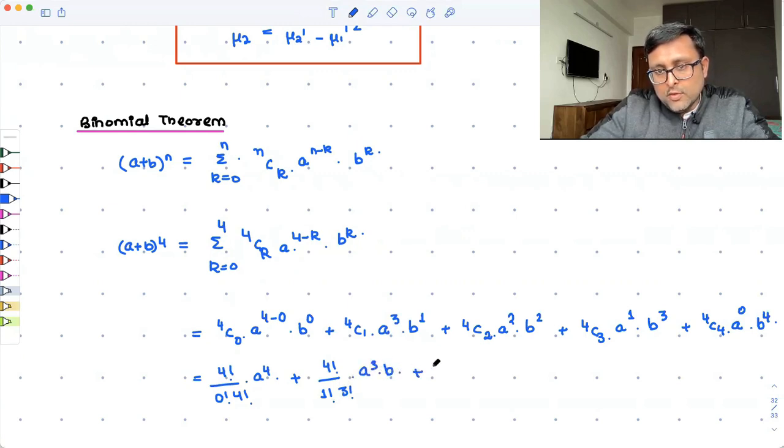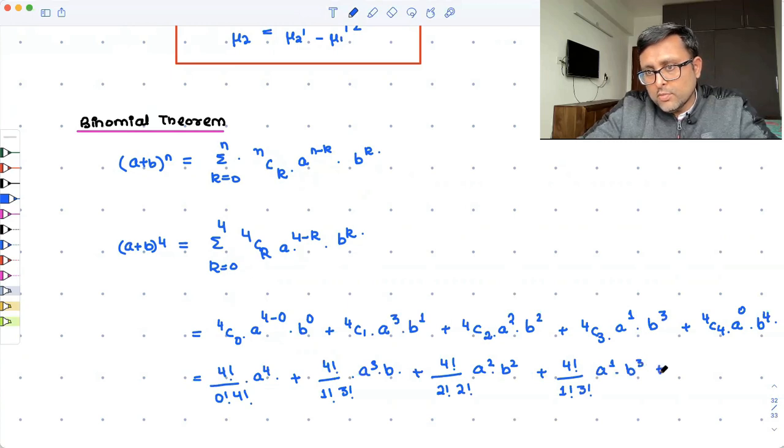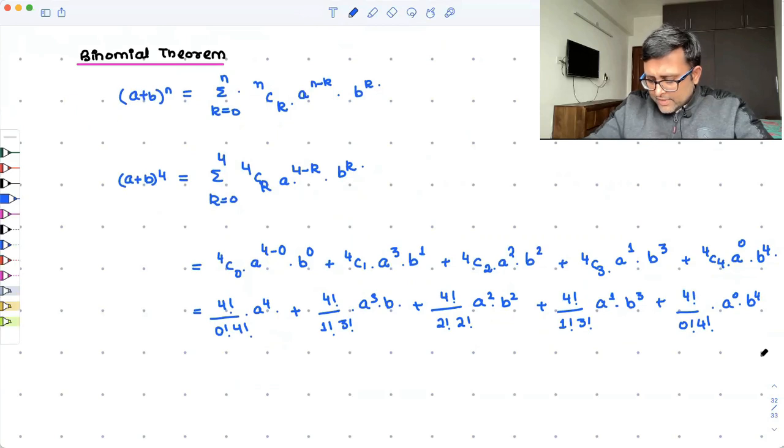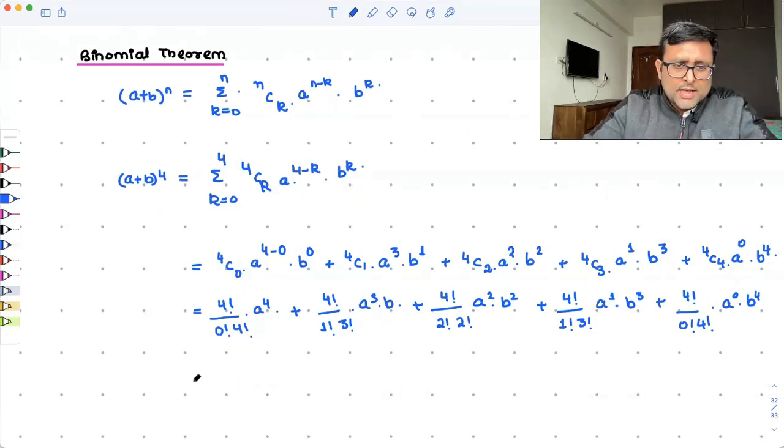A cube b. 4C2 is 4 factorial upon 4 minus 2 factorial into 2 factorial, a square b square. 4 factorial upon 4 minus 3 factorial is 1 factorial into 3 factorial, a to the power 1 b cube. 4 factorial upon 4 minus 4 factorial is 0 factorial into 4 factorial, a to the power 0, b to the power 4. We can write it like this. And when you open this up, I'm sure you can.